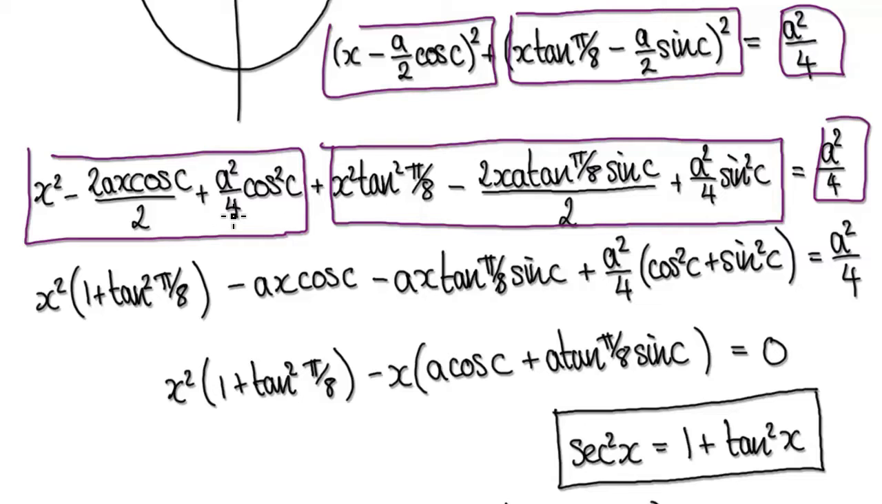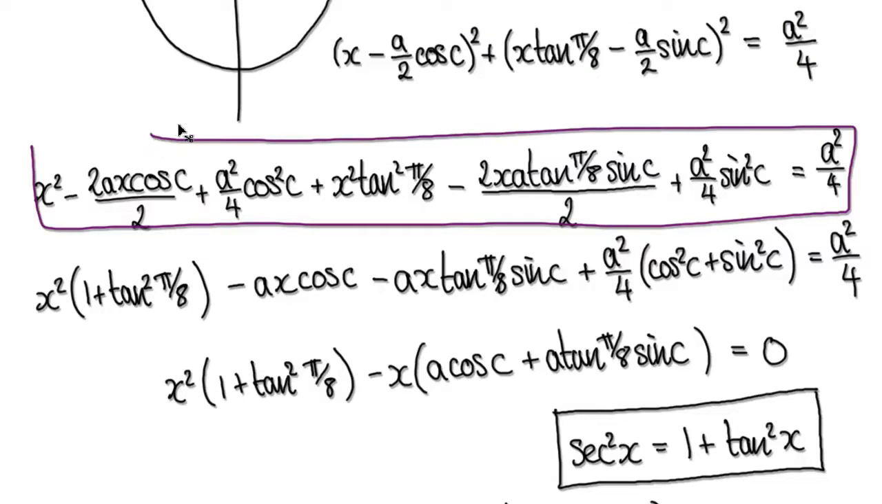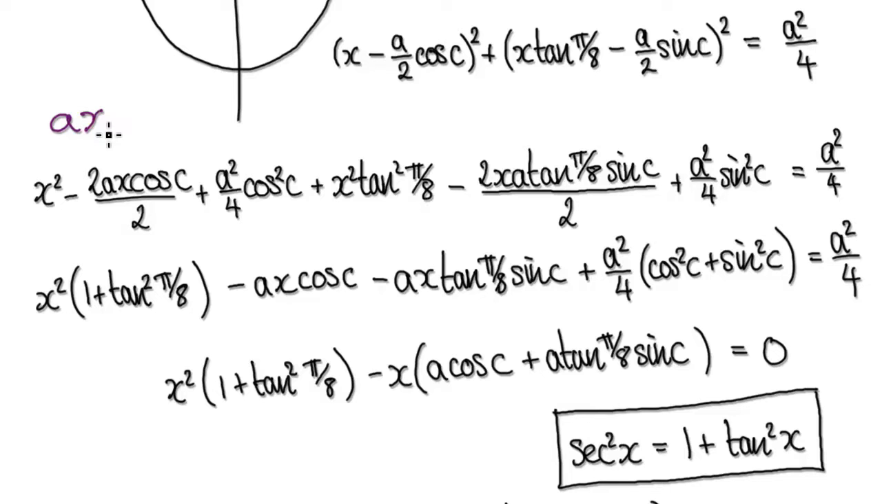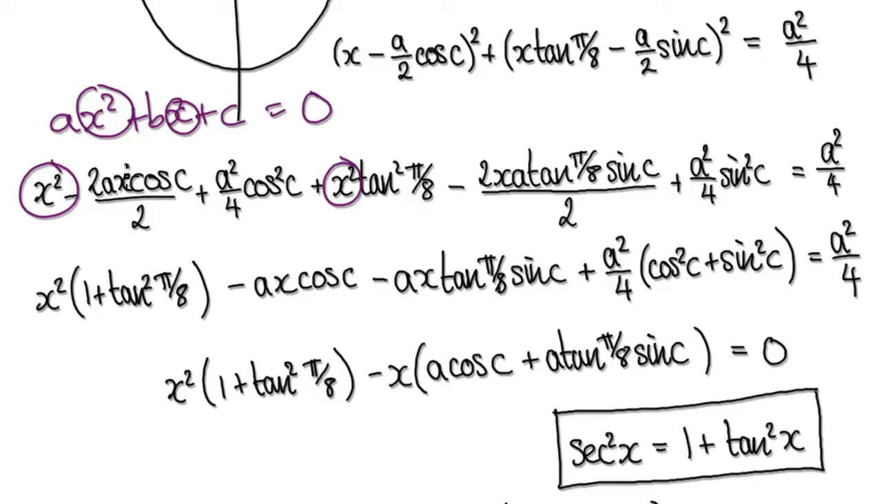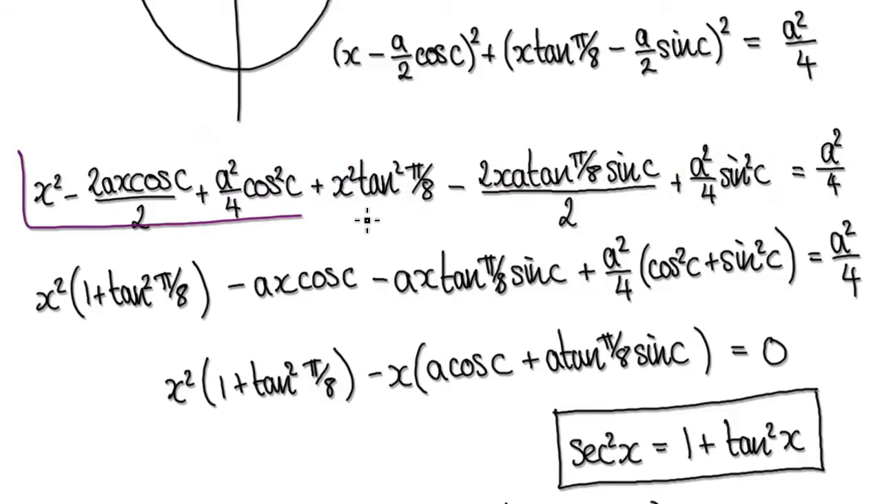Now, don't forget this whole thing here is in quadratic form. It is in effect of the form ax squared plus bx plus c equals 0. You've got your x squared here, and the other x squared here, and then you've got your x here, and your x here, and then this is just a constant. So it is of this form here. So let's try and tidy this whole thing up.